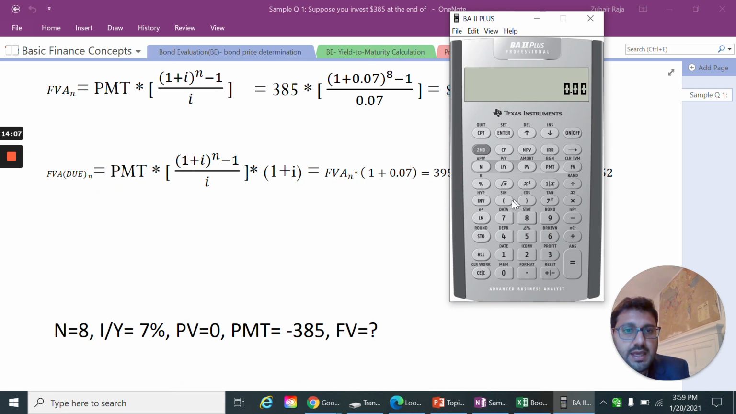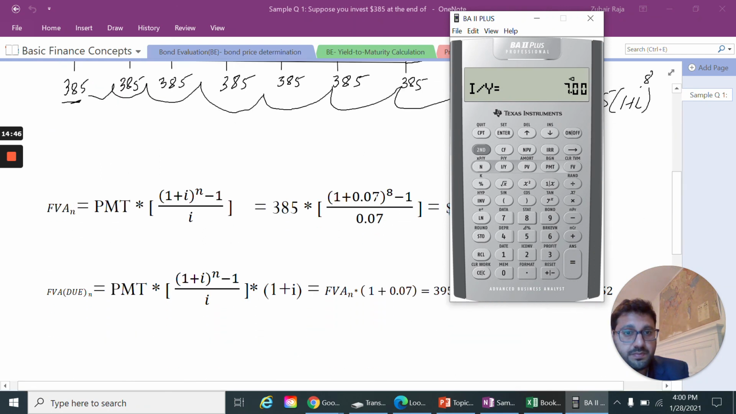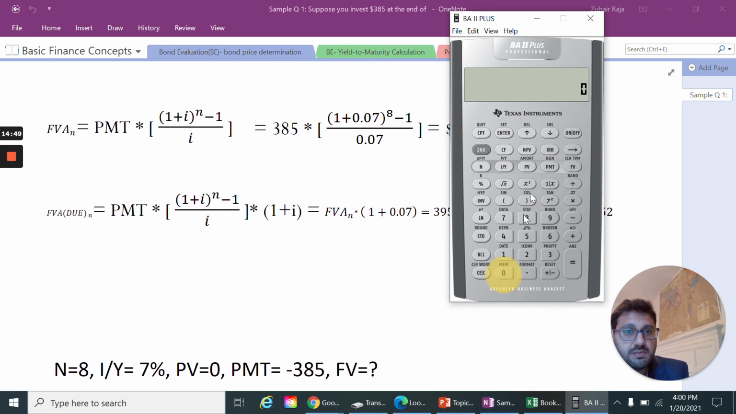So let's start with the 8 N. Now what is the interest per period? I/Y is actually the per period interest, which is 7%. In the formula you use the decimal, but in the calculator you need to feed in the percentage. So rather than putting 0.07, we need to put 7. That's the interest rate. What is the present value? There is no present value. When equal payments are involved, we consider it as annuity payments, so the present value will be 0.